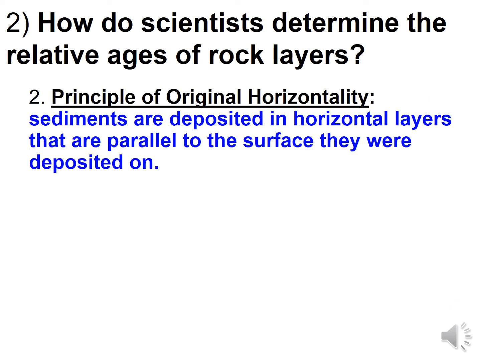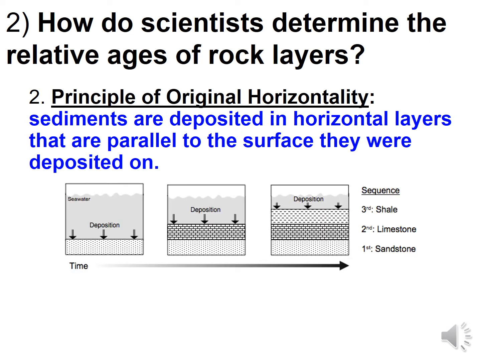The second principle is called the principle of original horizontality. I can never say this word. Horizontality, maybe? Okay, so this means that sediments are deposited in horizontal layers that are parallel to the surface that they are deposited on. In this case, looking at the image, we have deposition happening. Here, let me see if I can use a laser pointer. We have a deposition, assuming that things are going to deposit parallel.